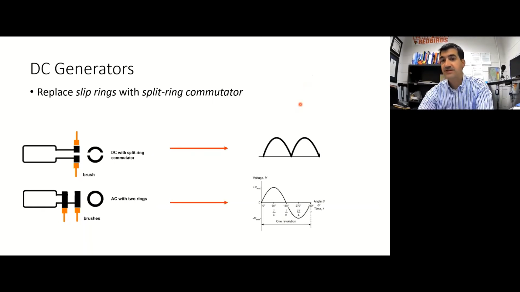So if our output did look like a sinusoid, then now it's going to look like rectified AC. So it never goes negative. It's always a positive voltage. It's not a smooth, consistent, steady positive voltage, but it's at least a positive voltage. All right, so that's step one. That is the first thing that you have to do to make a DC generator from an AC generator. Replace the slip rings with a split ring commutator.